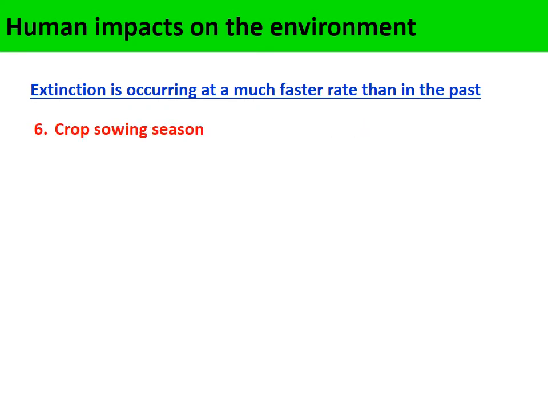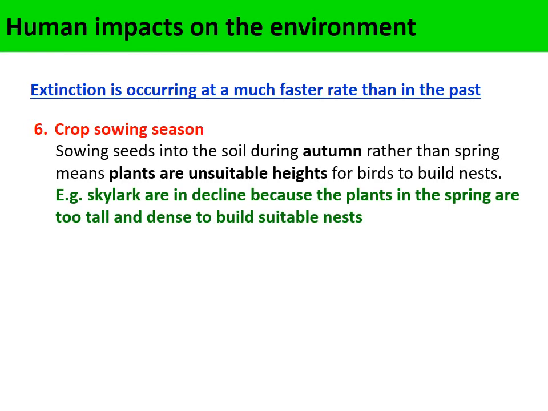So changes to the crop growing season have also had an impact on extinction rates. Now, one nice example is the skylark bird that we would have previously found in the UK. Traditionally, the seeds for crops would have been sown in the spring, so late March onwards, and those seeds would then germinate and form the seedlings, which are the juvenile crops. However, there's been a shift towards actually sowing or placing the seeds in the soil in autumn time, so late in the year between September and December.